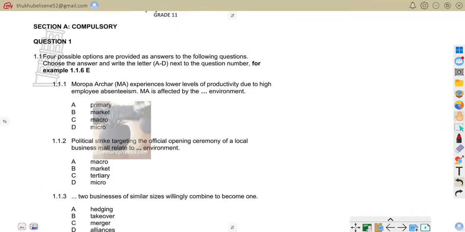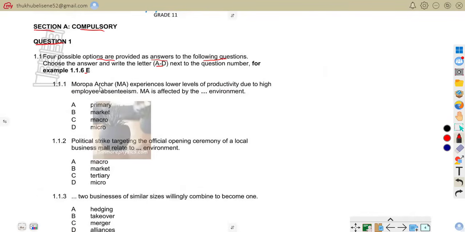So we are on Section A, question 1. We know very well that in our instructions we are told that this Section A is compulsory. So it is a must for us to answer it. That is that. 1.1. Four possible options are provided as answers to the following questions. Choose the answer and write the letter A to D next to the question number. For example, 1.16, the answer is A. That is an example. So now let us start with the business of today.